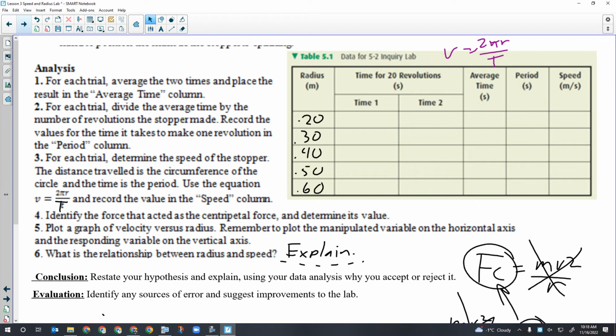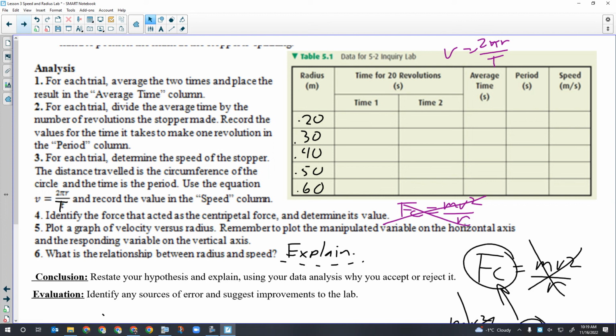Number 4 is asking what was the force that acted as the centripetal force and determine its value. Do not use that formula to calculate that centripetal force. You already told me what was acting as a centripetal force, and there's a much easier way to calculate it than using all of the measured values you got in this lab. Think about it. There's an easier way. Don't use that.